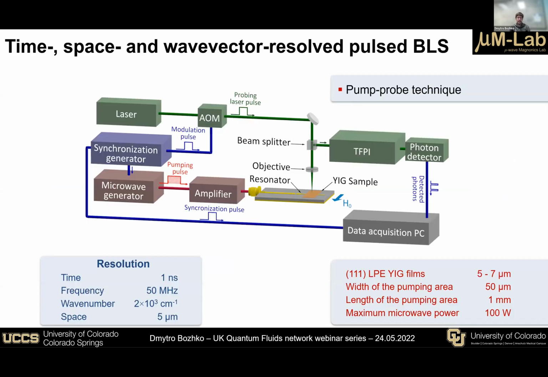Our overall apparatus consists of, of course, the interferometer to detect and discriminate our light by frequency, and the excitation laser, which is not exciting the magnons, but is actually used for probing, right? The excitation of magnons is done by microwaves, so a microwave generator forming pulses and a high power amplifier. And then the excitation itself happens by a microwave resonator.